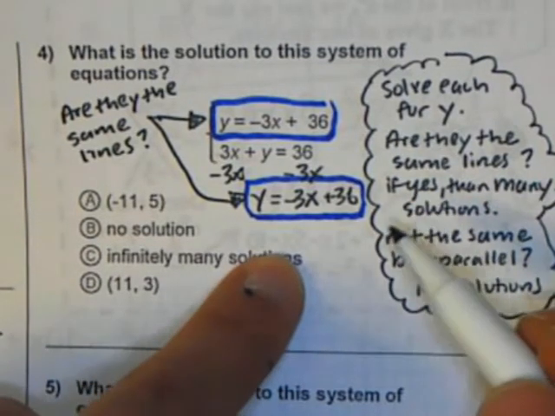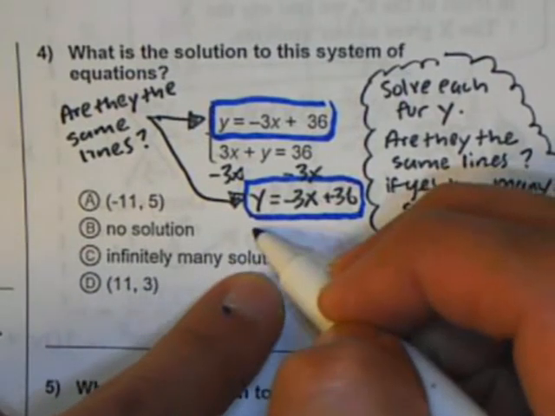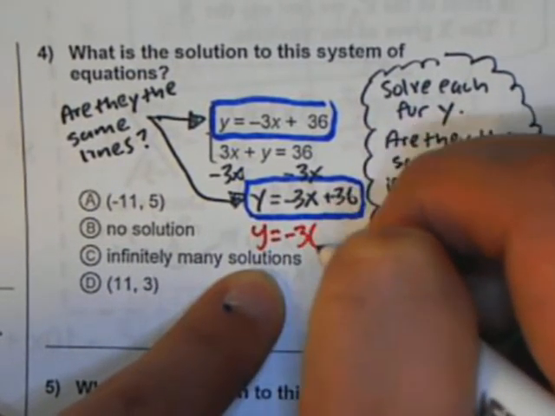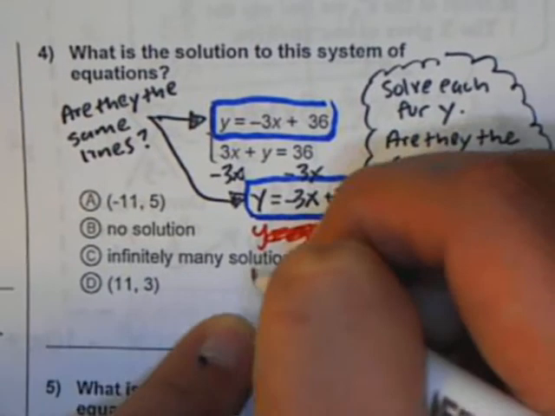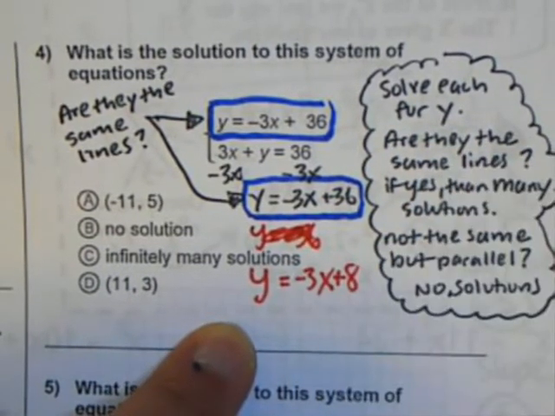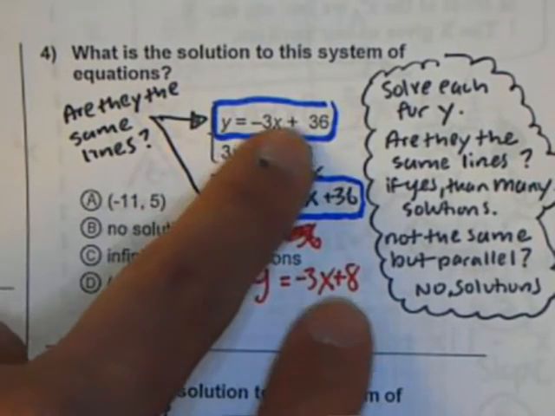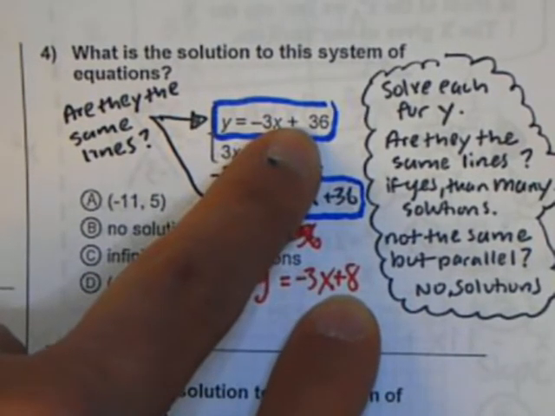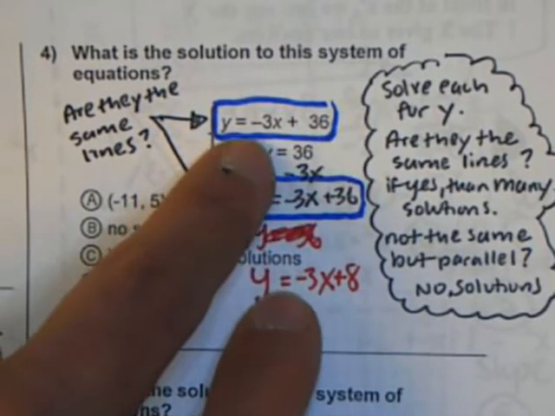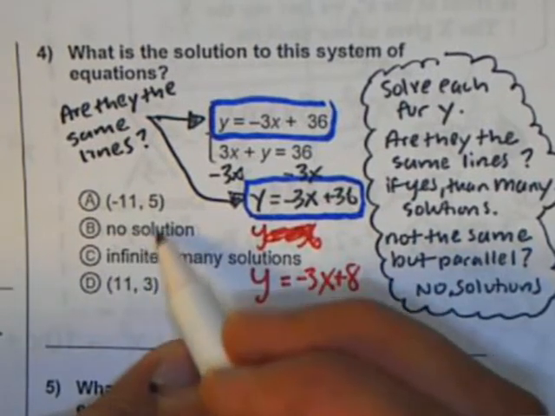If they're not the same equation, like let's say it was this. What if it was y equals negative 3x plus 8? Well, it's the same slope, but different intercepts. What does that mean? What kind of lines are these? These are parallel lines because they have the same slope, but different intercepts. So then these would be no solution.